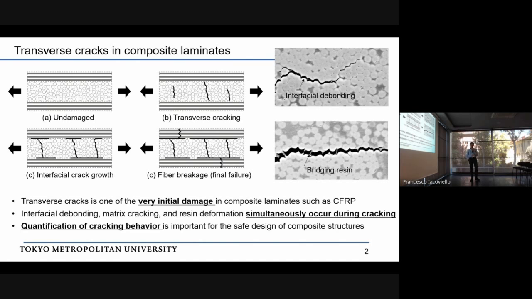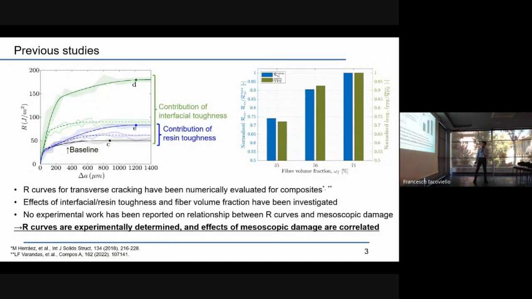During transverse cracking, many kinds of damage are involved, for example the interfacial bonding between fiber and matrix, breaching resin, matrix cracking, and so on. So quantification of cracking behavior during transverse cracking is very important for safe design of composite laminates. In previous studies, cracking behavior is quantified by evaluating R curves for transverse cracking.